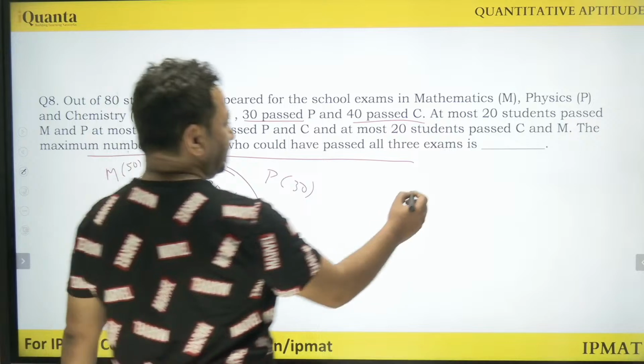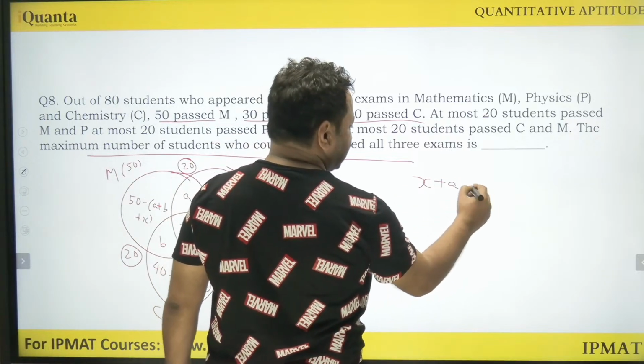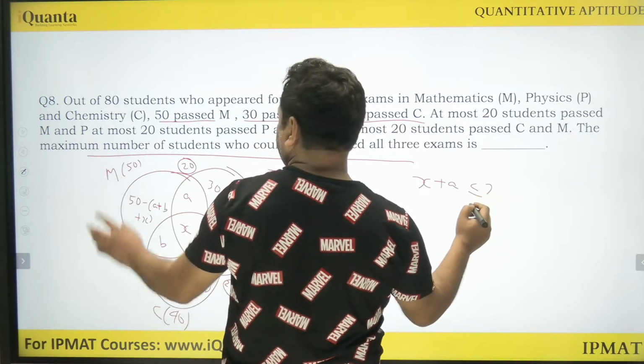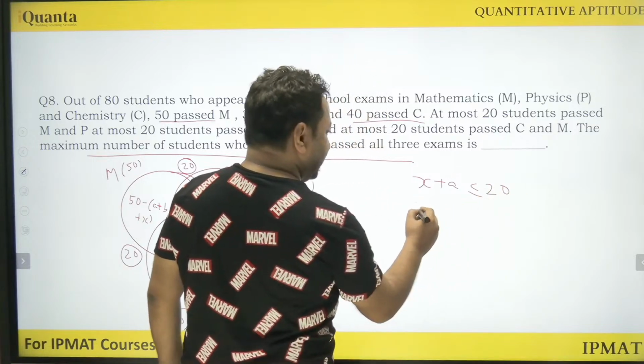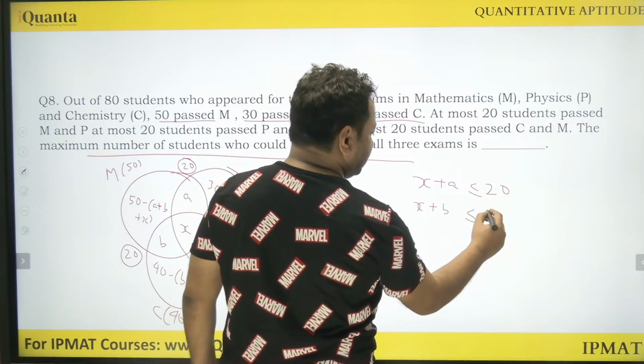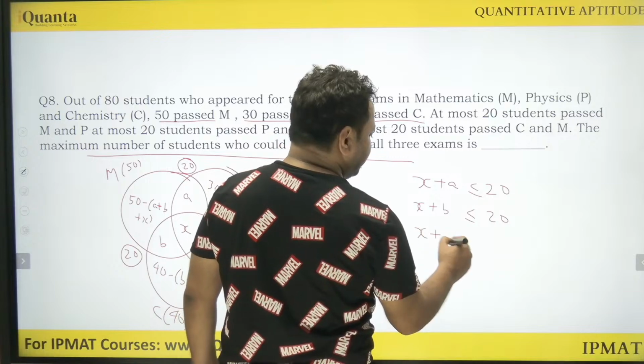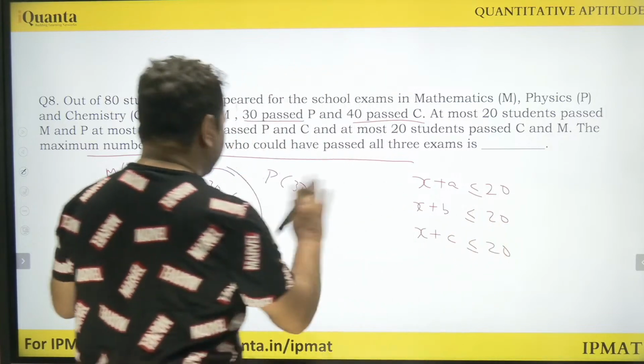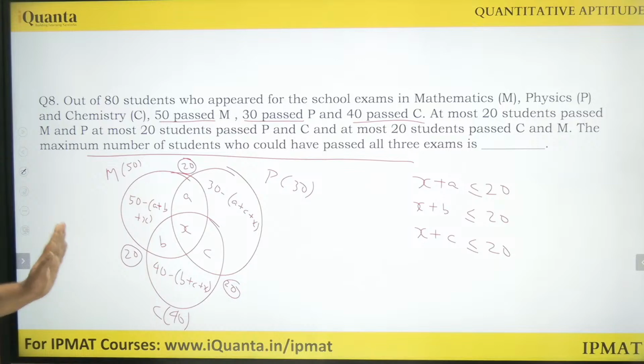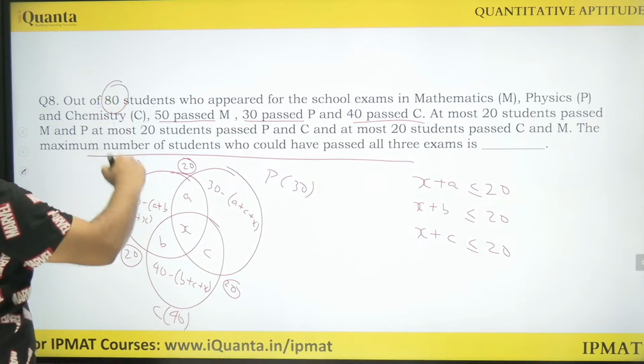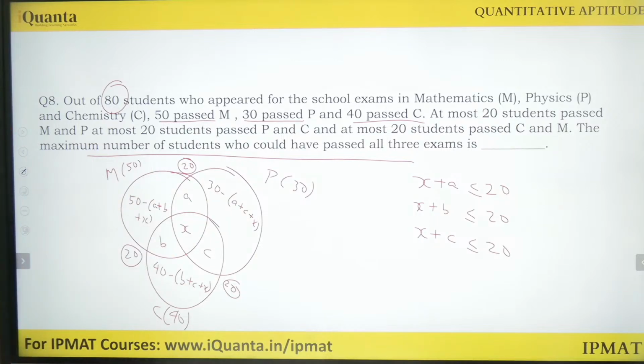We also know that X plus A is less than or equal to how much? 20. X plus B is also less than or equal to 20. X plus C is also less than or equal to 20. That is what is given in the question in totality. Now what can be done? We know that there are total 80 students. Sum of all of them should be equal to 80. So let's add all of it.